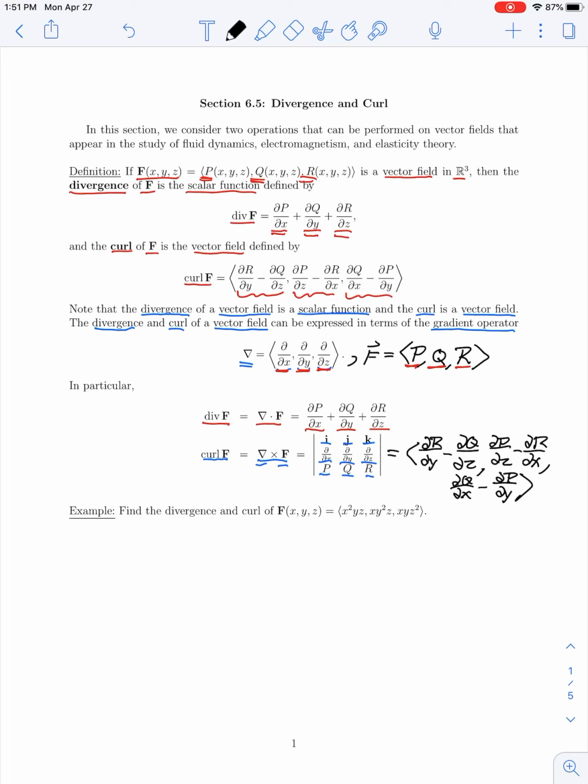And so notice that this cross product that we've evaluated is exactly the same vector function, or vector field, that we had to define the curl of our vector field. So this cross product notation gives us a much easier way to remember how those component functions are defined. So let's look at an example of this.